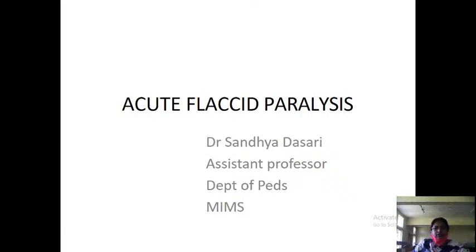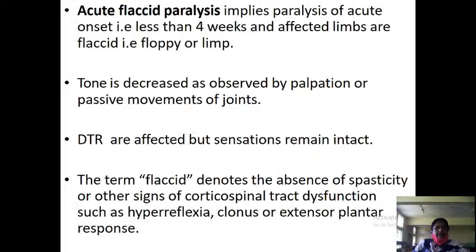Good morning. The topic for today is acute flaccid paralysis. So, when we talk about acute flaccid paralysis, what is acute? Acute means it is a very short onset, that is less than 4 weeks. Flaccid means there is loss of tone or hypotonia along with absence of spasticity.